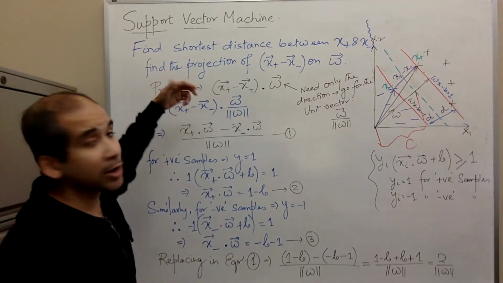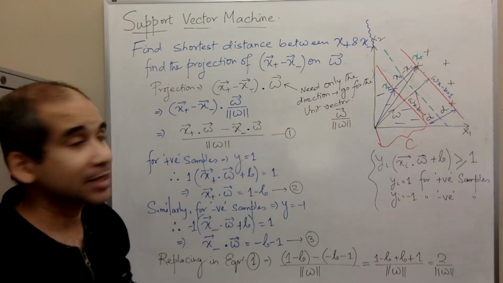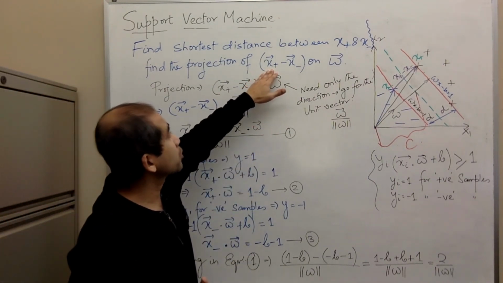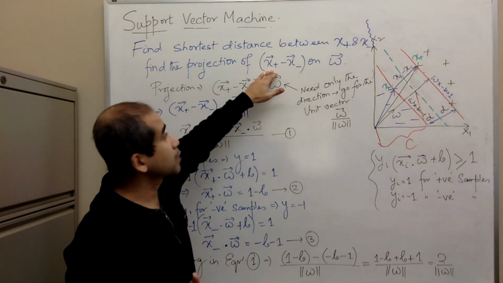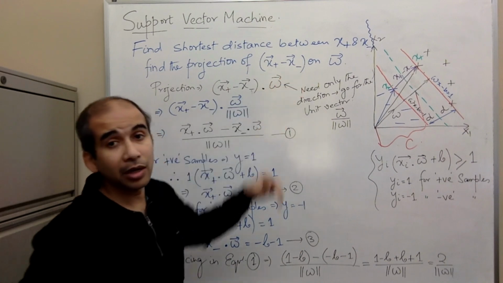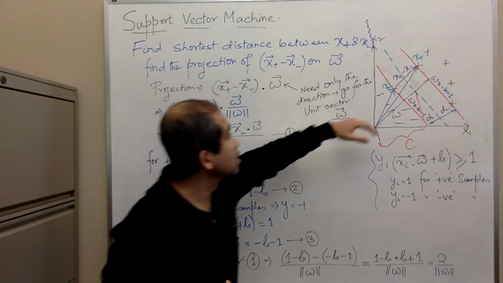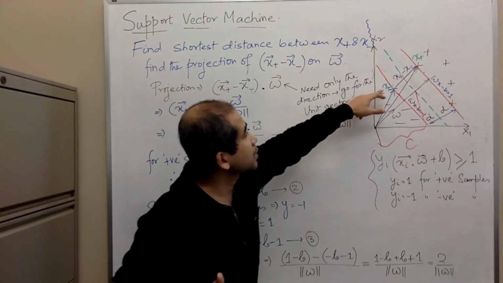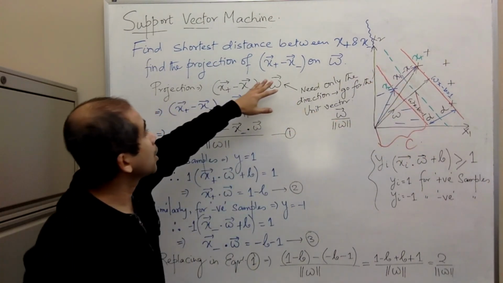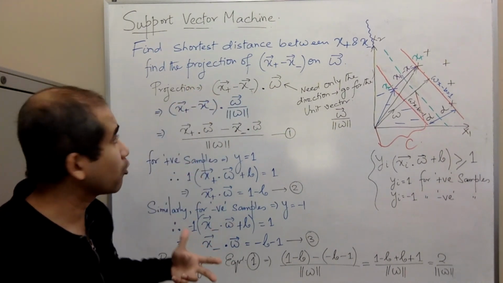So when we are trying to find the projection, we take the vector x plus minus x minus. x plus stands for the positive sample, which is a support vector as well, that means on the gutter line, and x minus is a negative sample for the negative class, on the gutter on this side. Okay, so this is x minus, that is x plus. Now when we take the projection, the projection is nothing but a dot product. We have already talked about it.